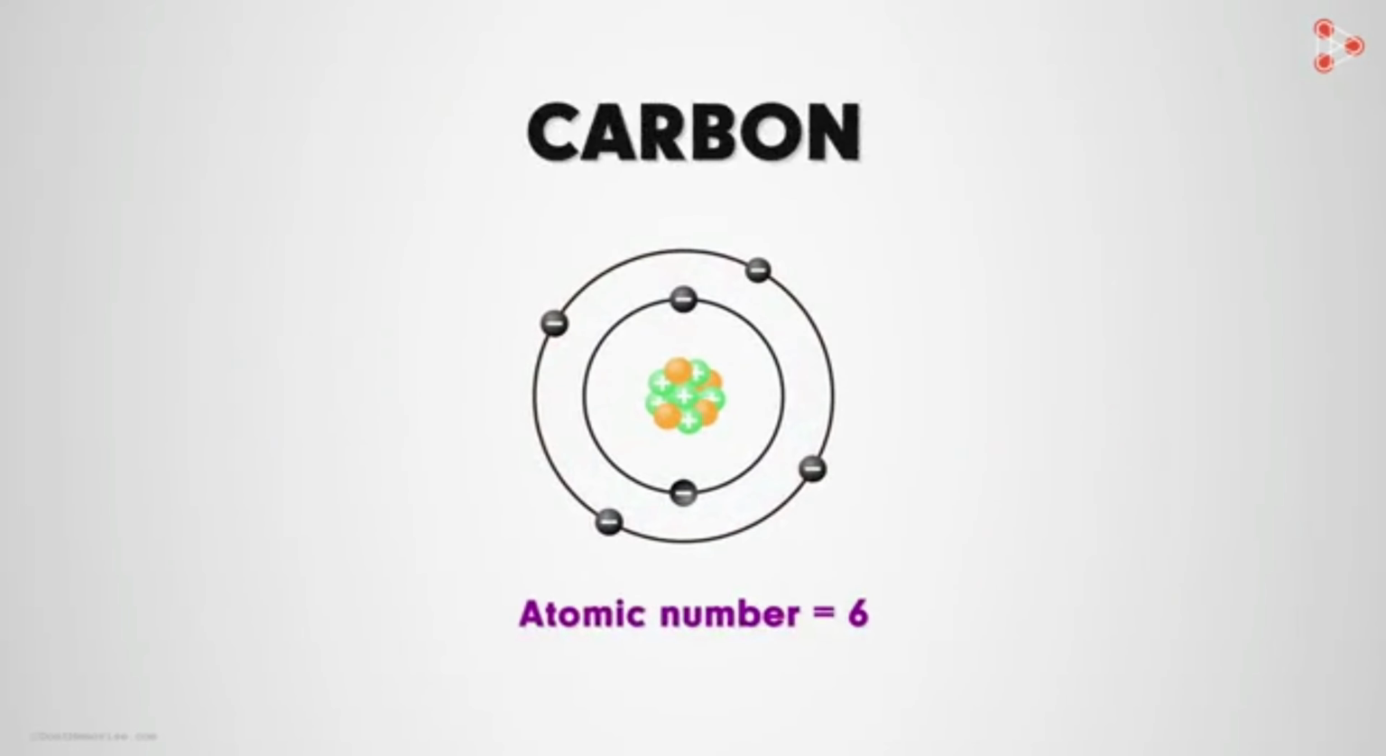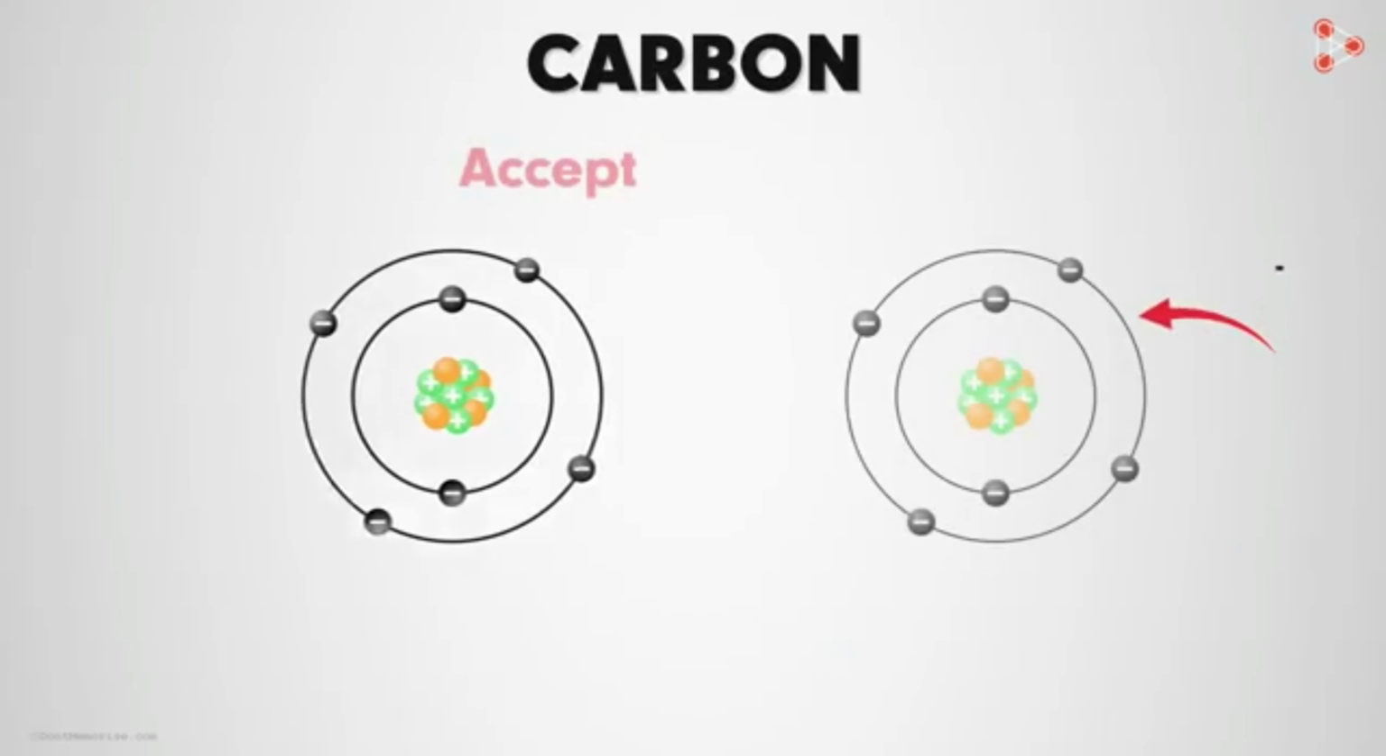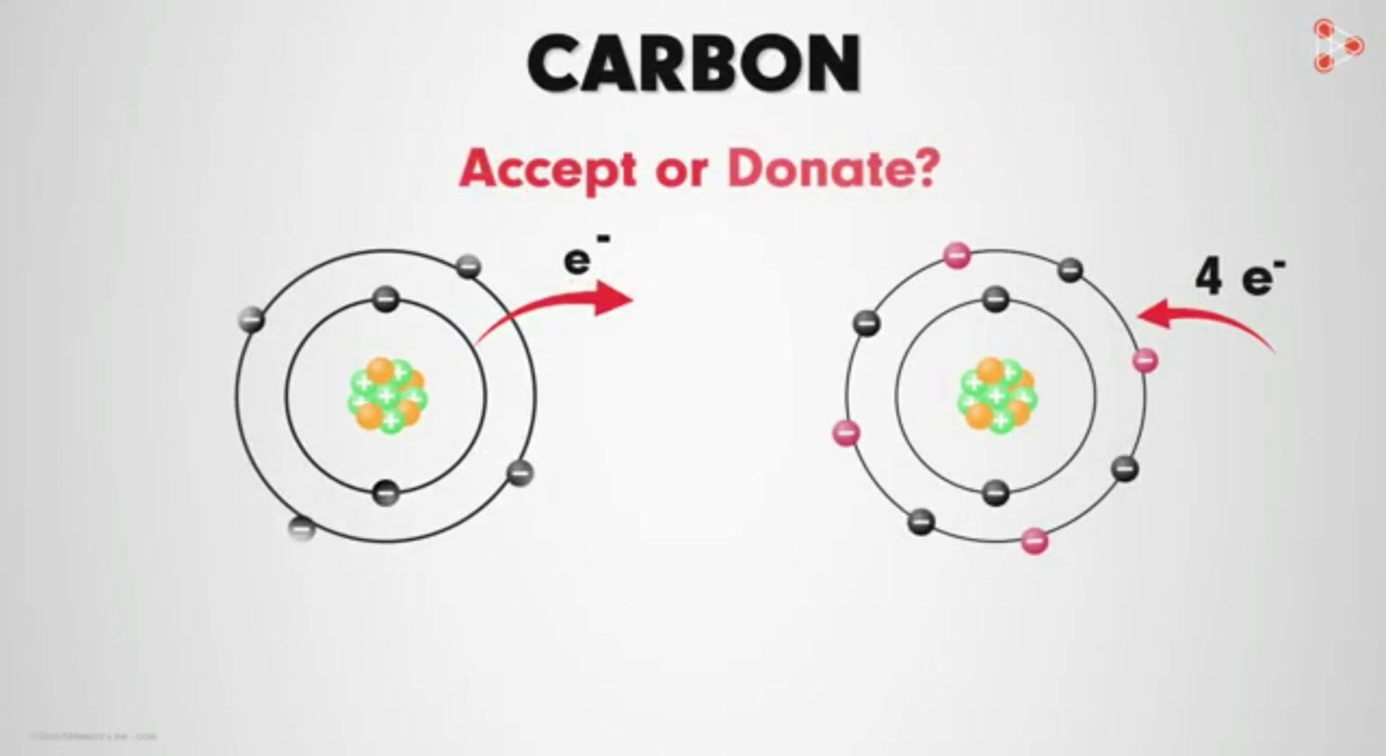We know that the atomic number of carbon is 6. That means the configuration of carbon is 2 and 4, right? Let me ask you a question. Look at the atomic structure of the carbon. To achieve stability, carbon will take 4 electrons or it will donate 4 electrons.